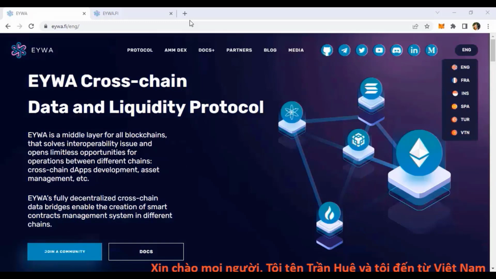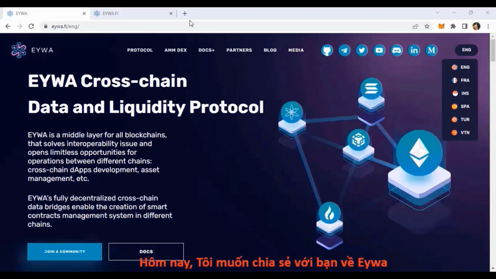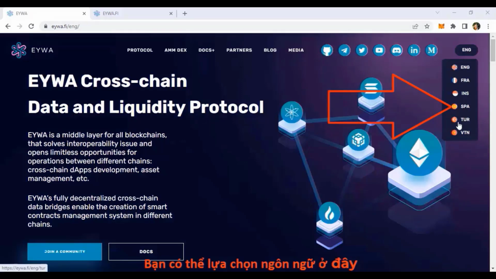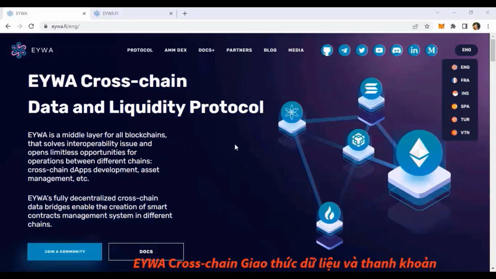I come from Vietnam. Today I want to share about EYWA. Please don't leave the screen. You can choose your language here. EYWA Cross-chain Digital Liquidity Protocol.